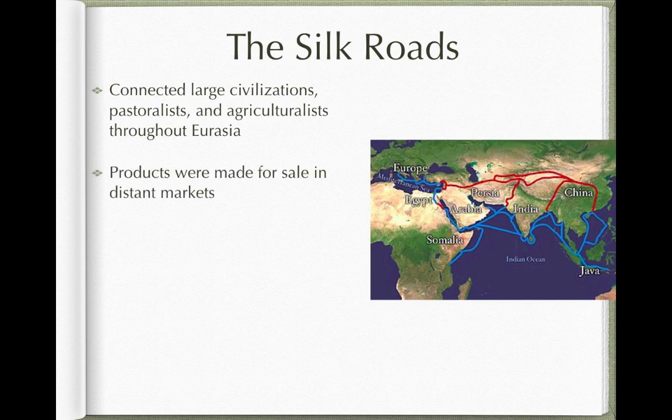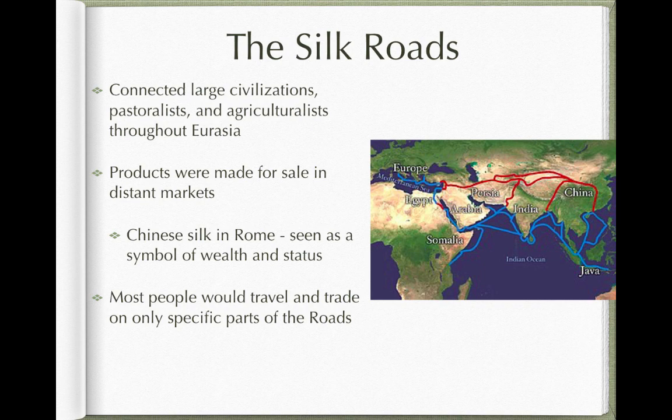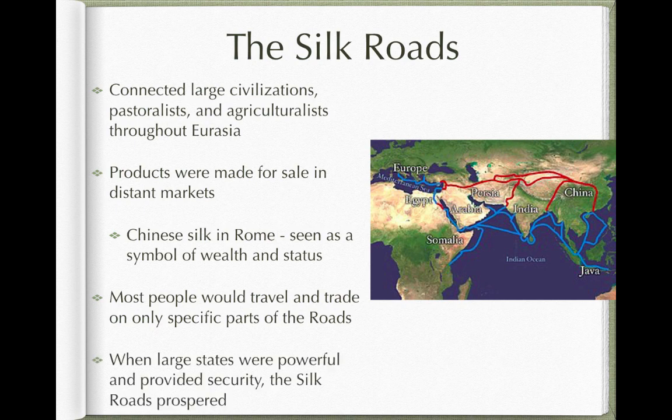Products were made for sale in distant markets. Circle distant markets for me, please. And Chinese silk was seen in Rome during the Roman Empire. It was seen as a symbol of wealth and status. Most people would travel and trade on only specific parts of the roads. It's very rare to see somebody travel the whole distance along the Silk Roads. And when large states were powerful and provided security, the Silk Roads prospered. We see this especially under the Mongol Empire, which we'll talk about in the next video.